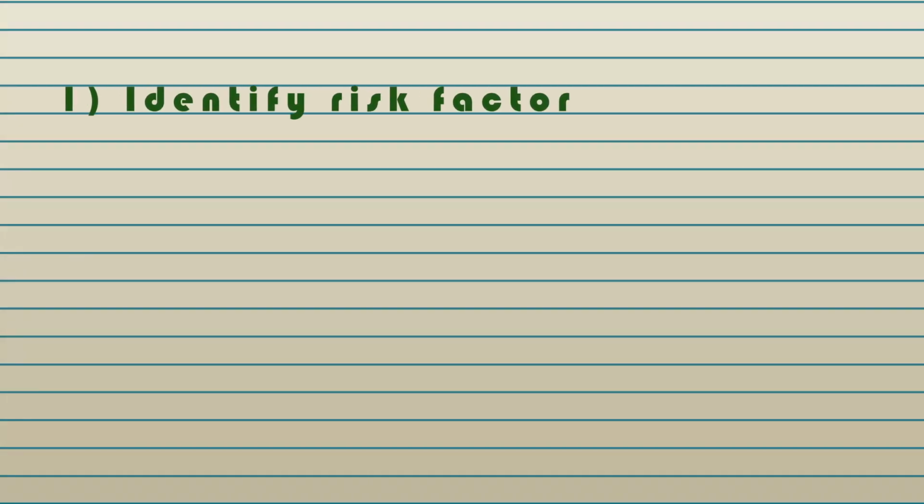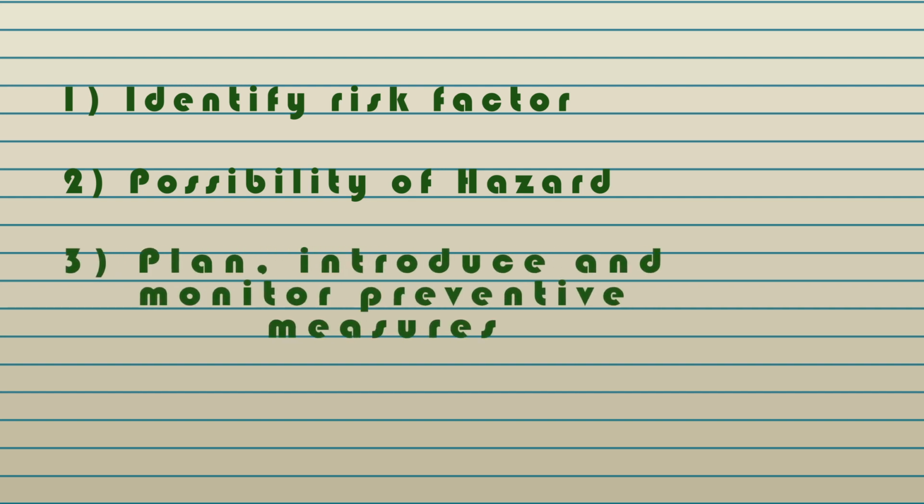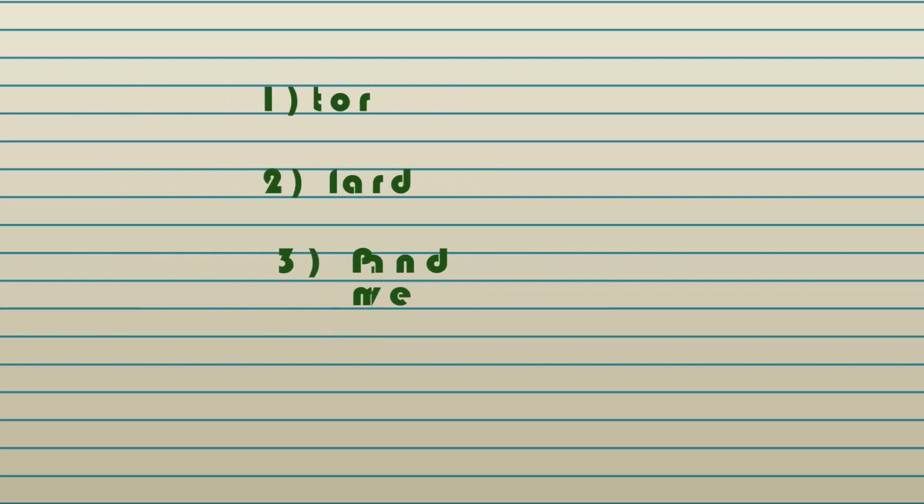So HIRARC implementation is to identify all factors that may risk workers toward an accident, consider the possibility of hazard that may occur under any circumstances and condition, and enable workers to plan, introduce and monitor preventive measures against the risk of occupational injuries. So next are the four steps to make HIRARC in a correct sequence.